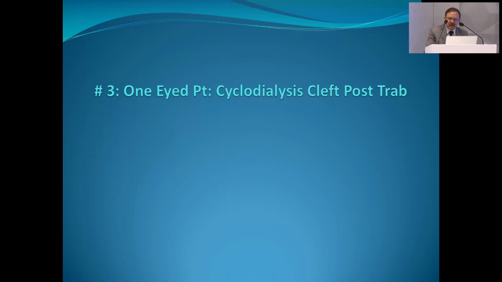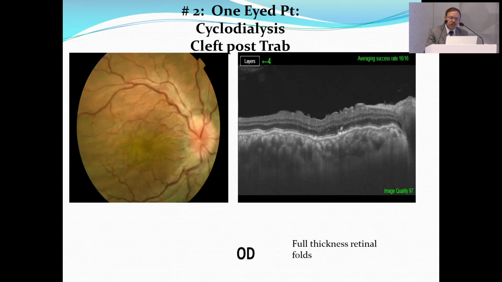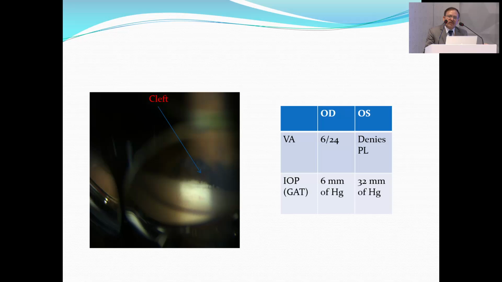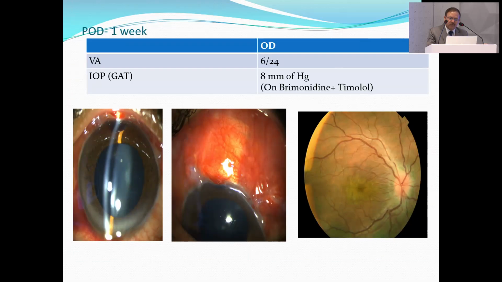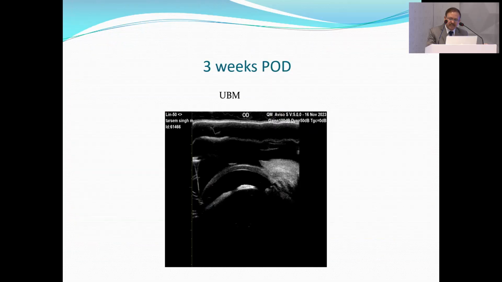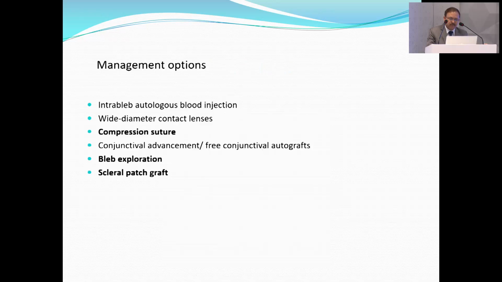This was a one-eyed patient who was operated for trab and came with hypotony, and because he was one-eyed, we decided to explore the bleb. The bleb was totally fibrous, but when we did intraoperative gonioscopy, we found a cleft in the bleb. So I put a scleral patch graft over it, and it settled. Post-operatively, the cleft was much decreased and pressure was well controlled.